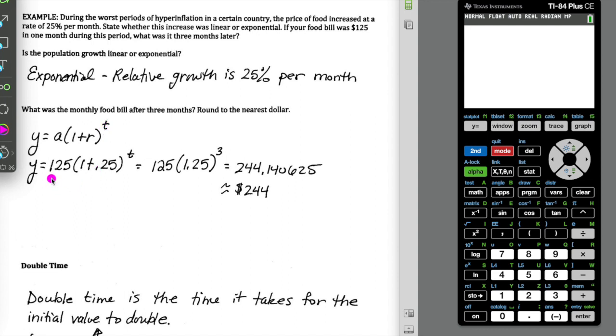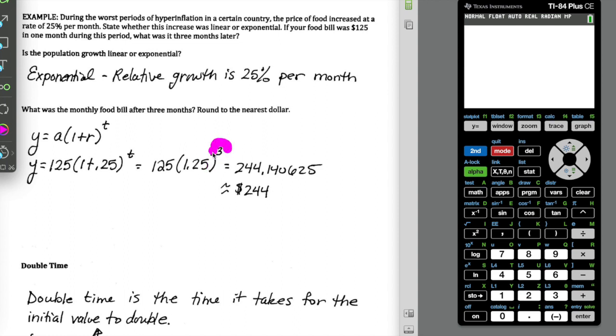It tells us that our initial value is 125. Our rate in decimal form is 0.25. So I put that in for r. And then I still have this t here. So I'm going to carry over everything. I have 125. When I take 1 plus 0.25, that gives me inside the parentheses 1.25.